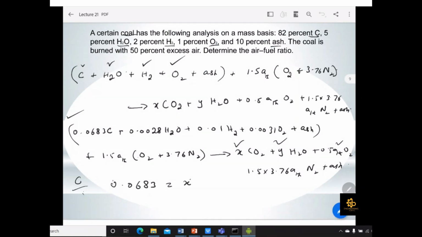Similarly, I will apply the balancing of H. It will be 0.0028 into 2 plus 0.01 into 2 is equal to 2y. From here I can easily find the value of y as well. So y is equal to 0.0128. You have to note this and move towards the next thing, where we have to find the a_th value also, which is the stoichiometric coefficient.